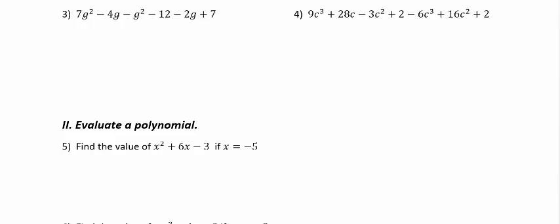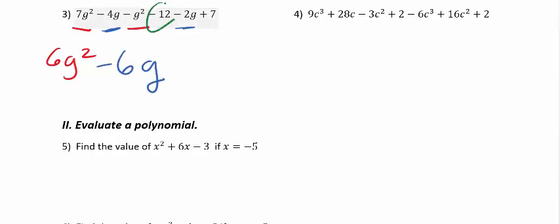Here again, we can combine our highest power, which is 7g squared, with a minus g squared. That's going to give us a 6g squared. Next, we can combine our g's. We have a negative 4g minus 2g. That's negative 6g. And then we'll combine our constants. A negative 12 plus 7 will give us minus 5.